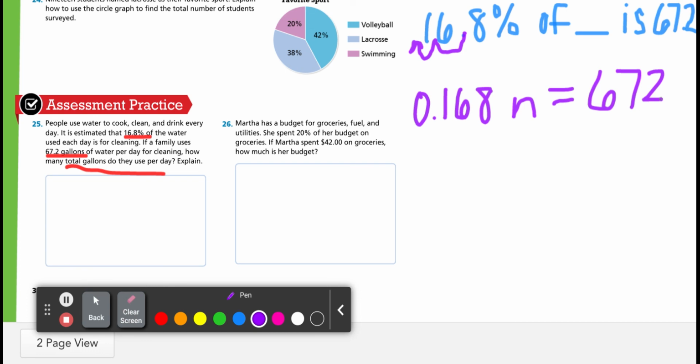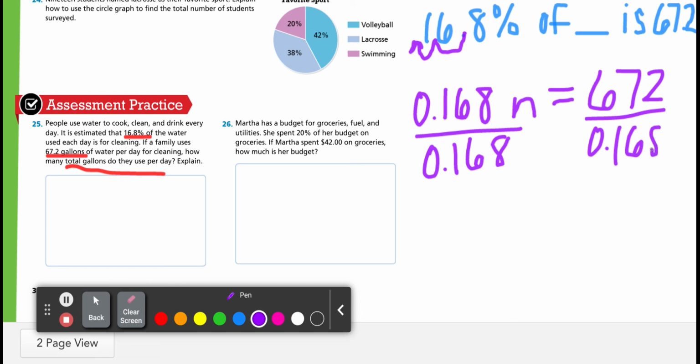So now I want you to solve this. What does n equal? So we're going to divide both sides by 0.168. And then n equals 400. So they use 400 gallons of water each day.